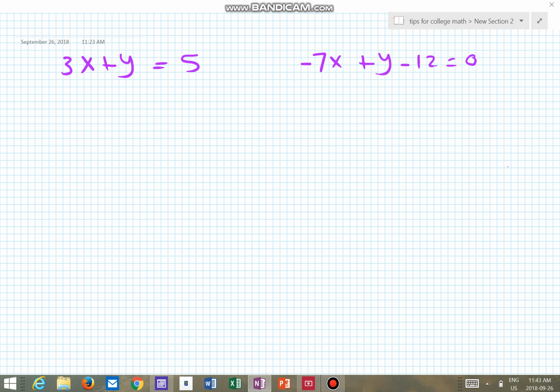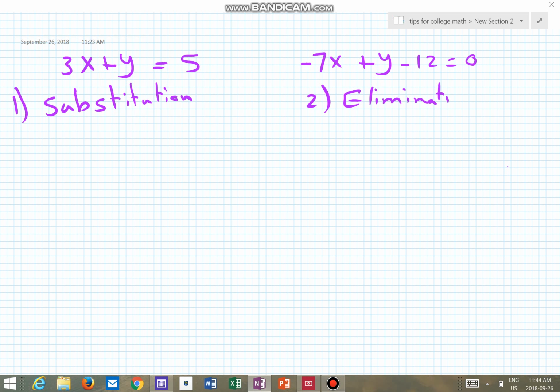First of all, I can do graphing, which will come later in another tip. But for now, we're going to do algebraic methods in solving the linear system of equations. In algebra, we have two methods in doing that. The first one is called substitution, and the second one is called elimination.